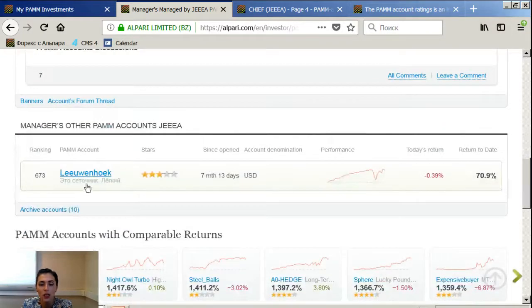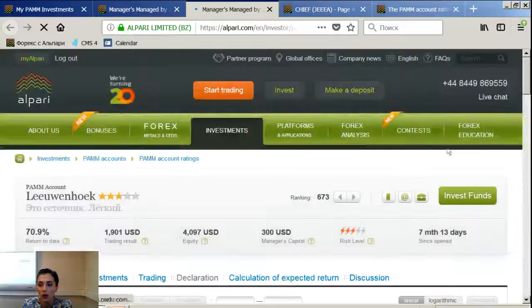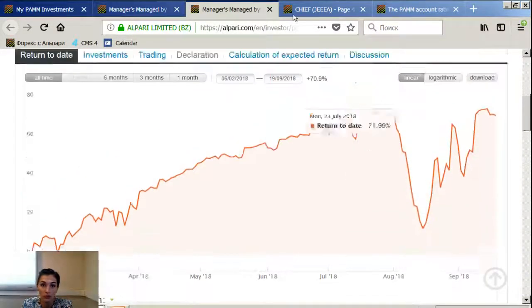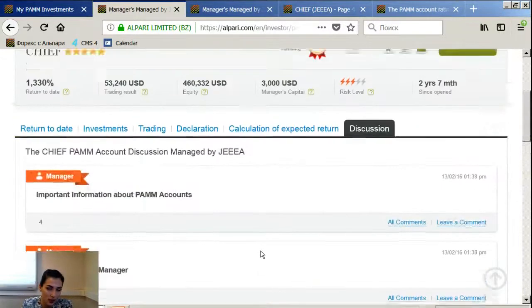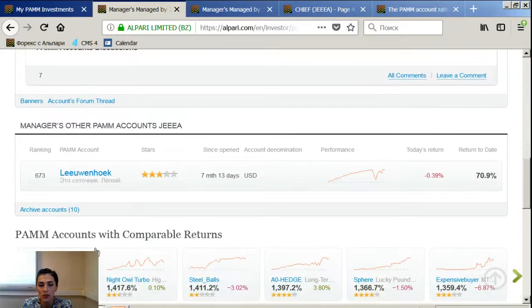Also you can see other PAMM accounts, active PAMM accounts of this manager. Also you can open the monitoring and look at the return to date. If you want, you can invest in this PAMM, but here you can see all PAMM accounts that this PAMM manager owns.